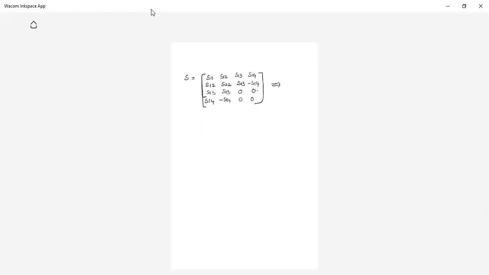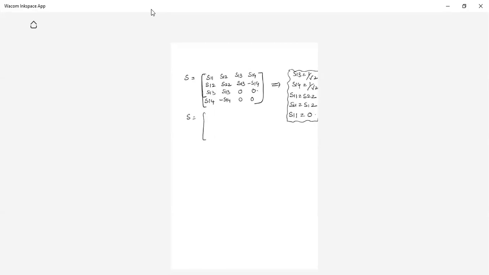So what are the values we got? S13 is equal to 1 by root 2. S14 is equal to 1 by root 2. S11 is equal to S22. S11 is equal to S12. And we got S11 is equal to 0. Now, using these five values, let us fill our S matrix and we'll see what is our S matrix.